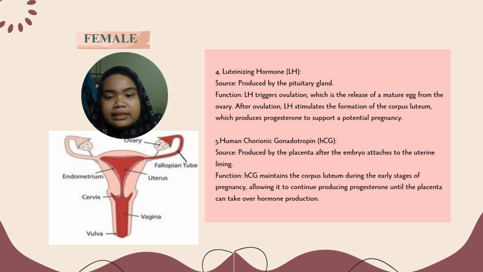Next, and the last one is human chorionic gonadotropin or HCG, produced by the placenta after the embryo attached to the uterine lining. The function is maintain the corpus luteum during the early stage of pregnancy, allowing it to continue producing progesterone until the placenta can take over the hormone production.